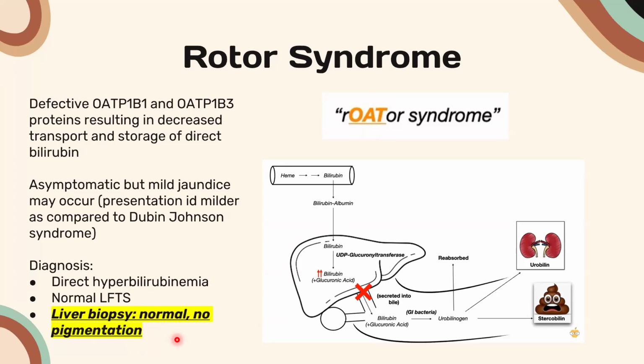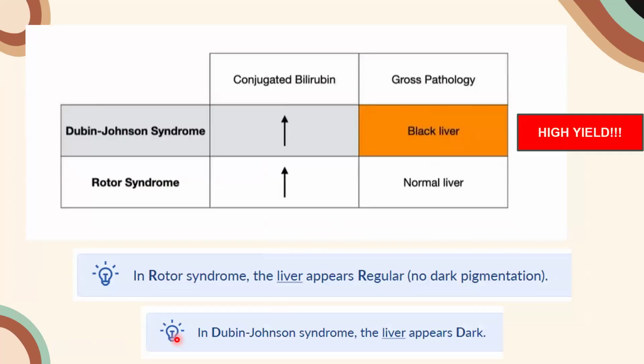So they're going to give you the hint that the patient either has dark and granular pigmentations on the liver or they have a normal liver. Okay, this might be your hint in the clinical vignette. So it's important to know. So in Rotor syndrome, the liver appears regular, whereas in Dubin-Johnson syndrome, the liver appears dark.